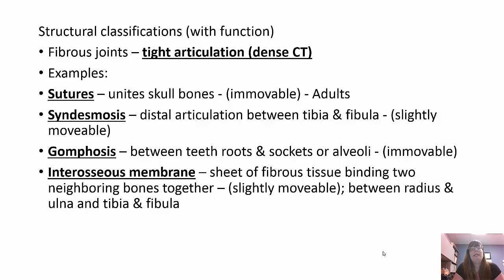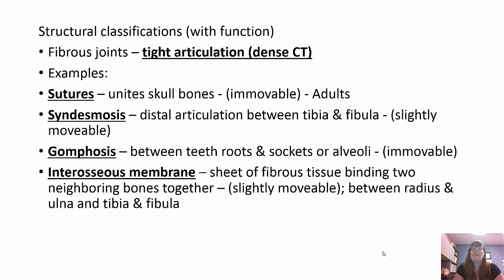So, structurally speaking, fibrous joints, very tight articulations made of dense connective tissue. Examples are sutures, which unite the skull bones. These are immovable. Remember, we talked about how newborns, their skull bones are not fully united yet, so those sutures have not all fully formed yet. So this is in adults.